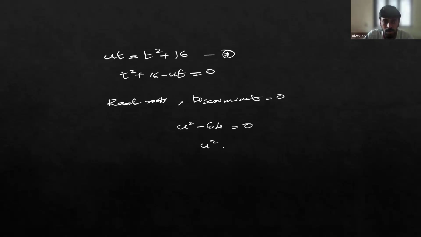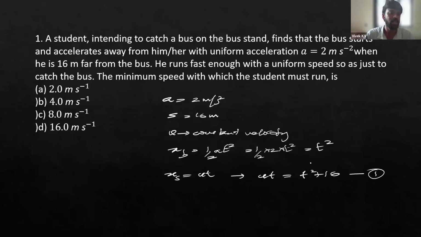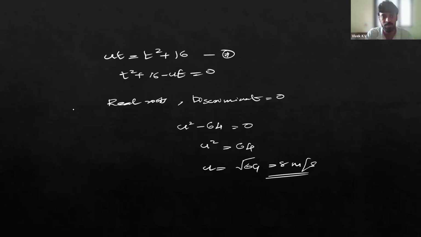So what is u square? We are actually looking into the real root. So the minimum value of speed u must be equal to root of 64, which is equal to 8 meters per second. So this is the answer. The answer is C, which is 8 meter per second. So C will be the right answer. That is the minimum speed by which the student has to run.